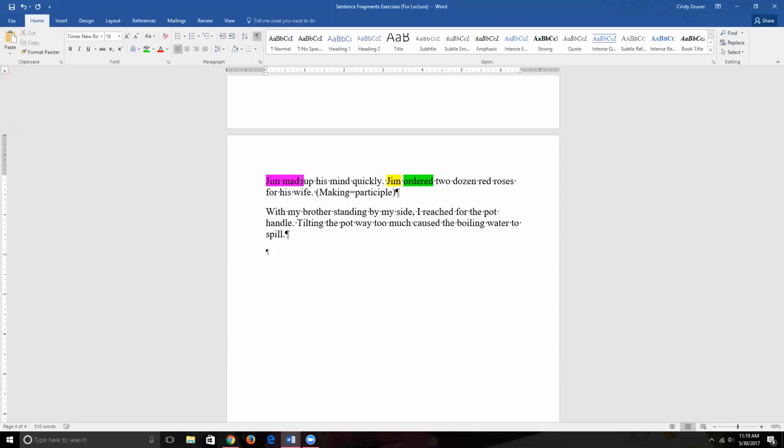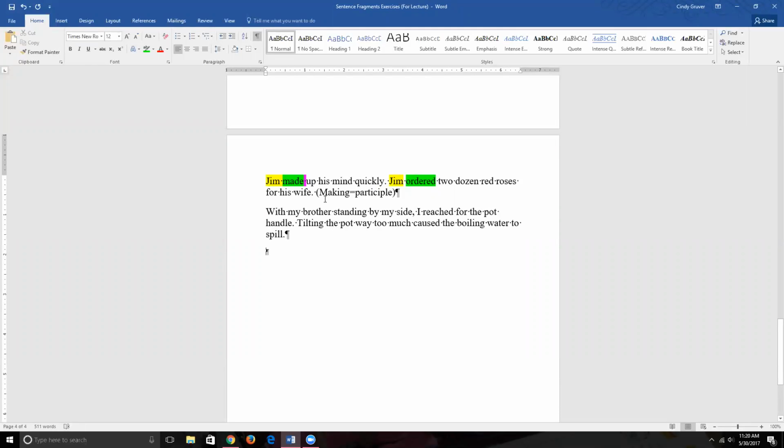Jim made up his mind quickly. So now we have green for Jim. And here we go. Jim made up his mind quickly. That is a complete sentence. Let's read the whole thing. Jim made up his mind quickly. Jim ordered 2 dozen roses for his wife. So again, either one of those strategies will solve the problem of the fragment.